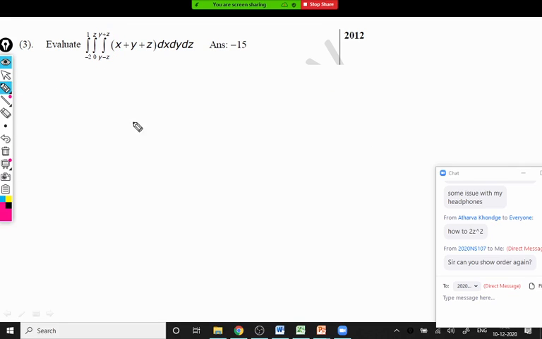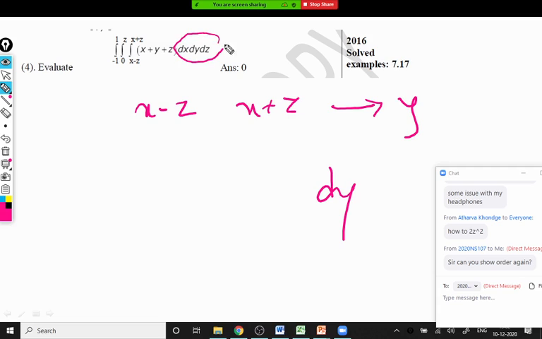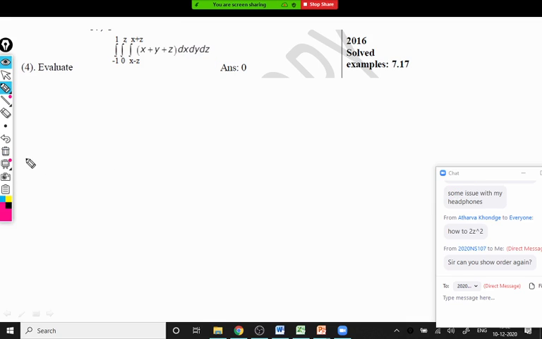But in the next question, here you will observe the limits are given as x minus z and x plus z. So that should be of the variable y only. So the order should be dy first. So here, even though dx is given first, that's not correct. We should do dy. Clear? Is it clear? Yes, sir. Thank you, sir. Okay. So about the order, you have to focus on limits mainly. Limits give you the order when it is in two variables.